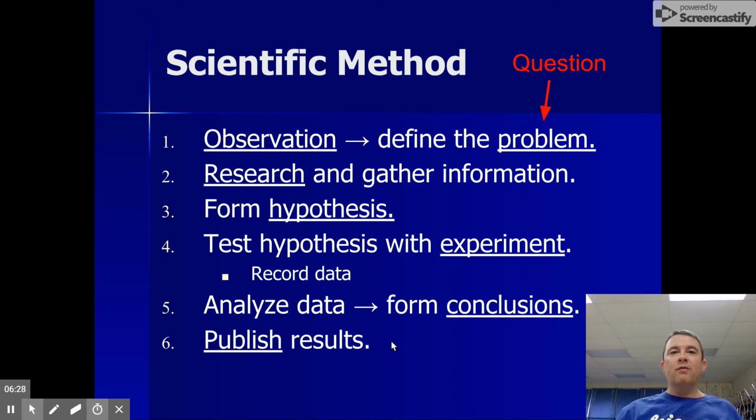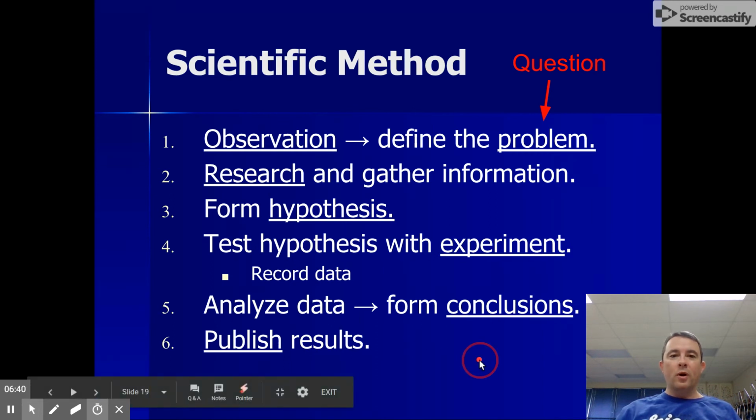In science, we refer to that as a theory. So a theory is not just a hunch or something that's maybe true. In science, a theory is something that's already been tested and that has a lot of data supporting it.